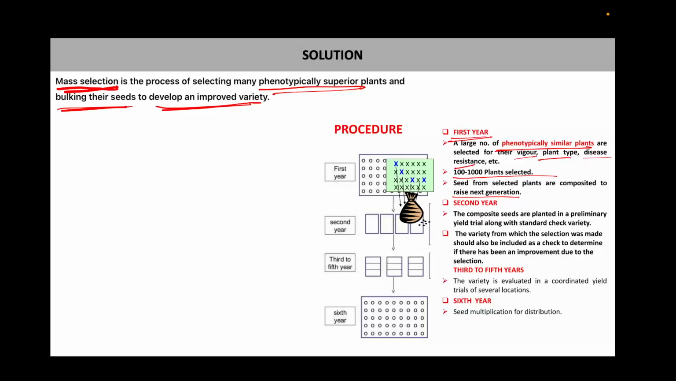Now, in the second year, these composite seeds are planted in a preliminary yield trial along with a standard check variety. The check is included to determine if there is any improvement in the selection. If any variety comes out better than all the others, it is further selected. Then this variety is evaluated in coordinated yield trials at several different locations for the different traits that we are trying to select. By the end of the sixth year, the seed multiplication becomes enough for distribution, and it is labeled as a new and improved variety.